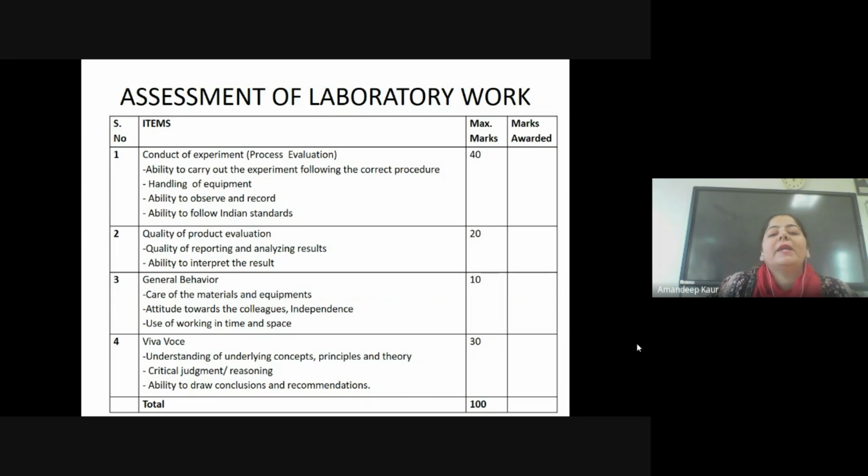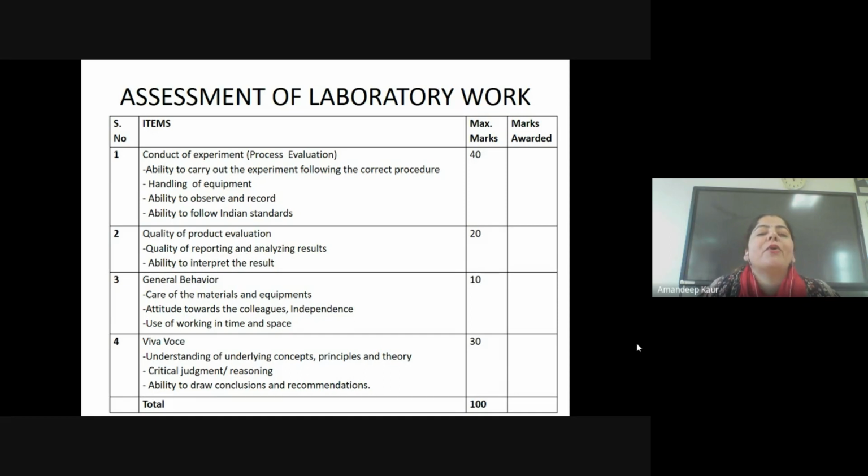Next is the assessment of the laboratory work, and we said that for any practical activity, there are four major factors that we need to consider. One is the process evaluation, second is the product evaluation, then general behavior, and viva voce. Specifically for the laboratory environment, I need to distribute marks among these four parameters.